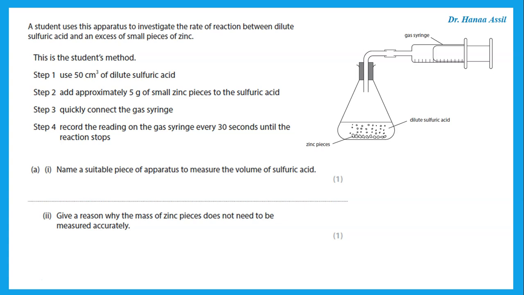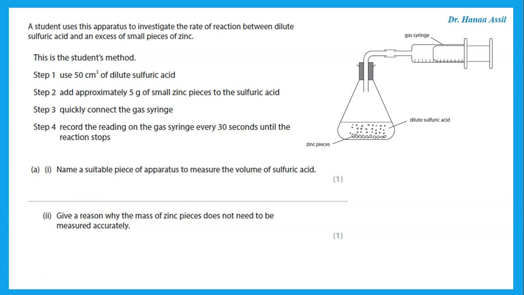A student uses this apparatus to investigate the rate of reaction between dilute sulfuric acid and an excess of small pieces of zinc. So remember, the zinc is in excess. Now we're using 50 centimeter cubed of dilute sulfuric acid. Add about 5 grams of small zinc pieces to the sulfuric acid. Quickly connect the gas syringe. Record the reading on the gas syringe every 30 seconds until the reaction stops.